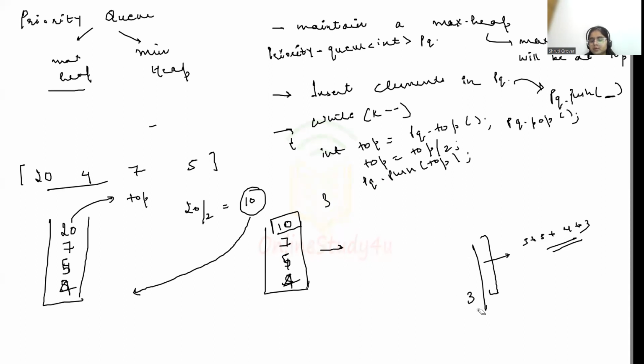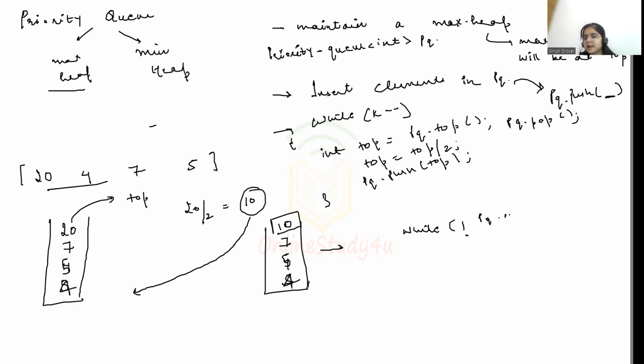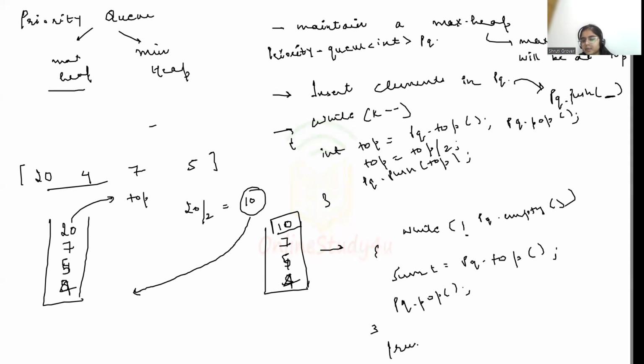So I'm removing all these things. Correct? And I'll run the priority queue and take out the elements until my priority queue becomes empty, while not pq.empty. And I'll do sum plus equal to pq.top, that I'll take out the first element of my priority queue, and I do pq.pop. And at last I'll print sum.